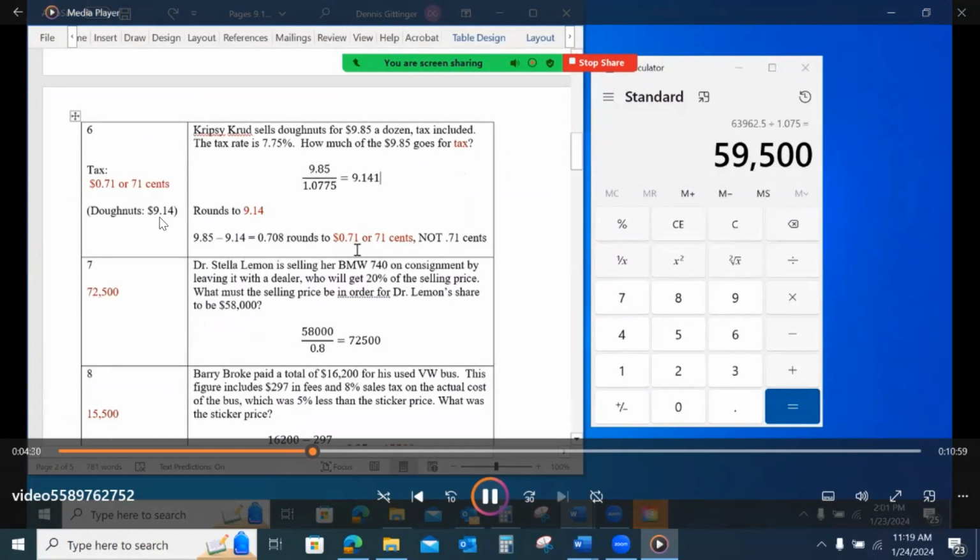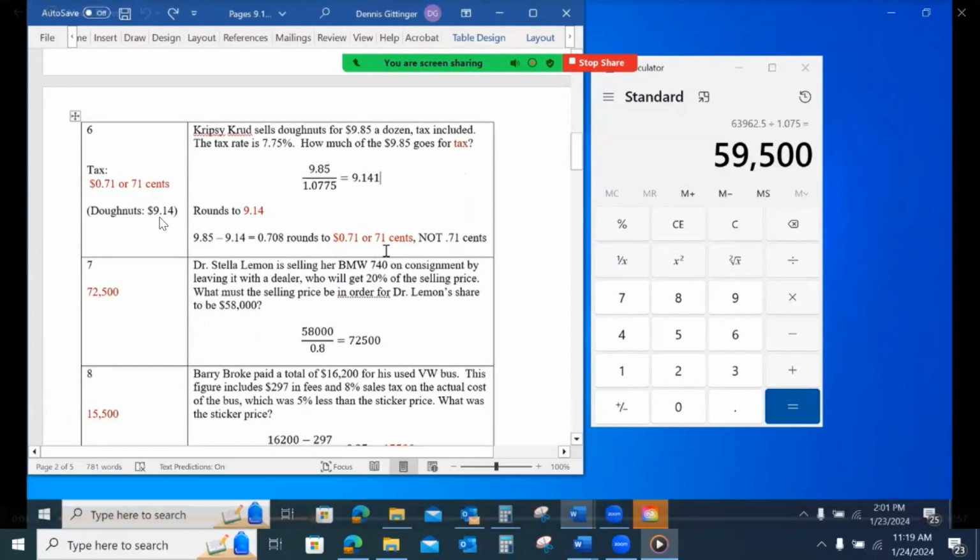And sometimes I ask you for two things. I ask you for the price of the donuts and the tax. And if you don't give me both of those, you're going to lose points. Yikes. And of course, it's rounded to the nearest penny.